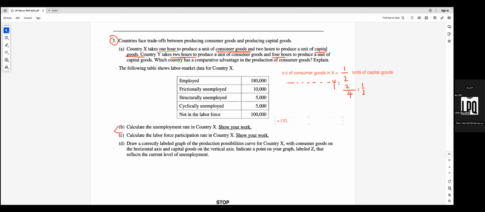The first number is $10,000, the second one is $5,000, and the third one is another number. These are three categories of unemployed workers. Put them together, add them together, and that is the total number of unemployed workers. Then divide by the labor force. Be very, very careful: the denominator here is the labor force, not the total population. So for the total labor force, you basically need to add up all the first four numbers together.